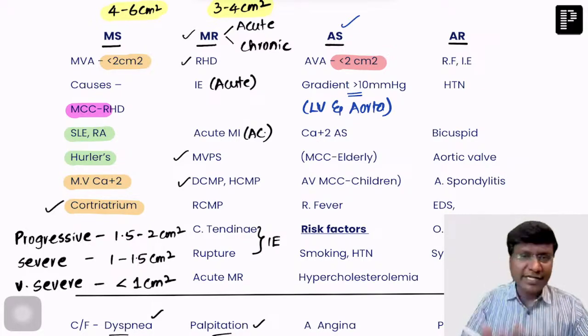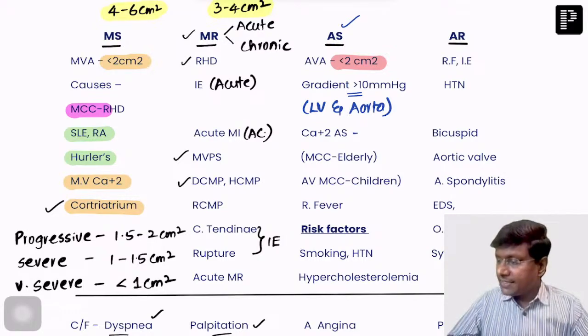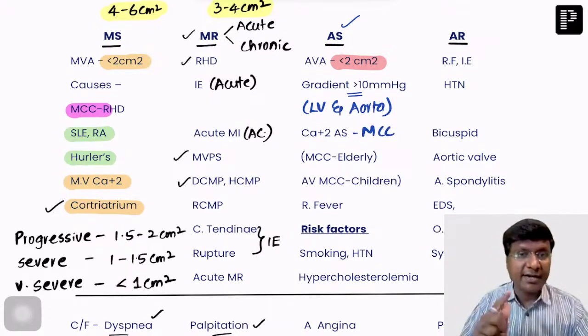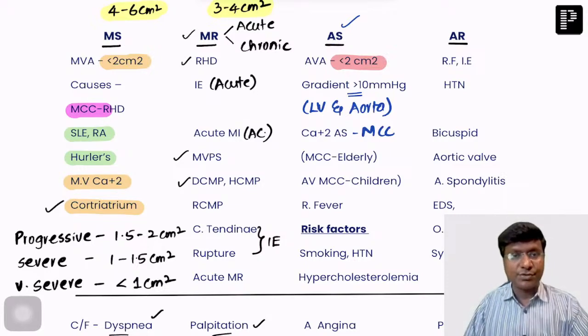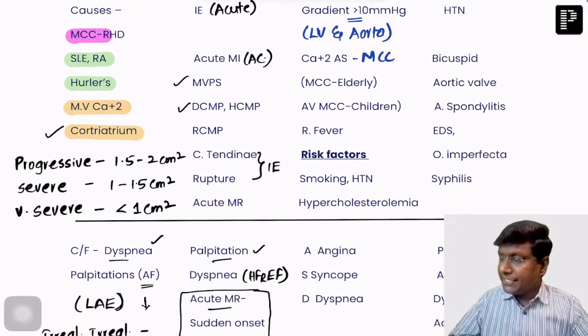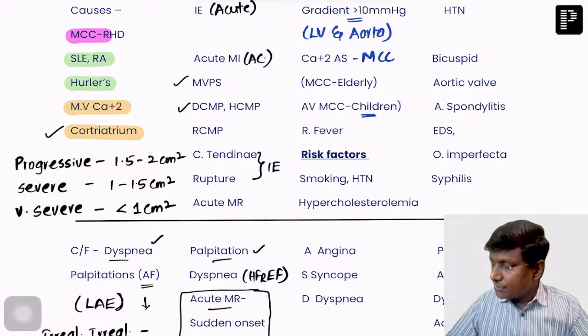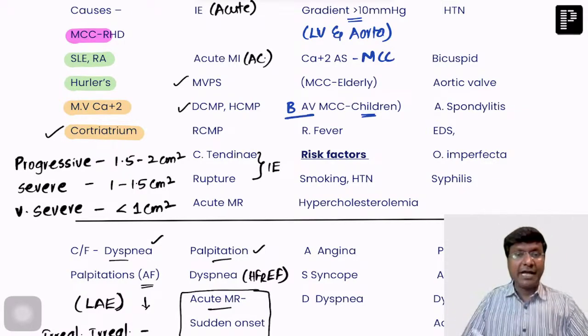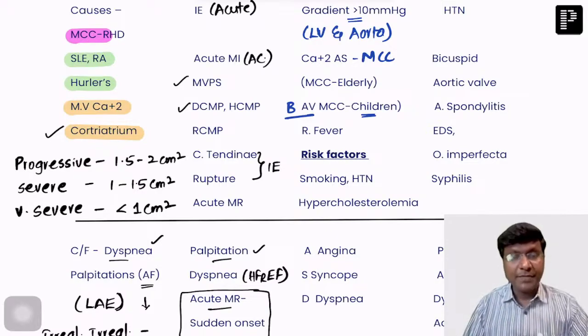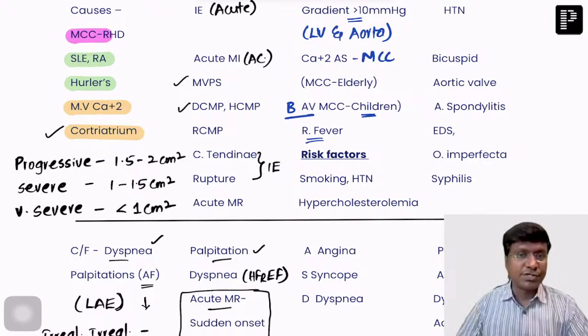And what are the etiologies for aortic stenosis? See, the most common cause of aortic stenosis in elderly individuals will be calcific aortic stenosis, or the sclerotic aortic valve. Whereas in children, the most common cause will be congenital aortic stenosis, where you'll have a bicuspid aortic valve. In order to develop this bicuspid aortic valve, the mutation that will happen is the Notch gene mutation. And the other cause for aortic stenosis will be rheumatic fever.